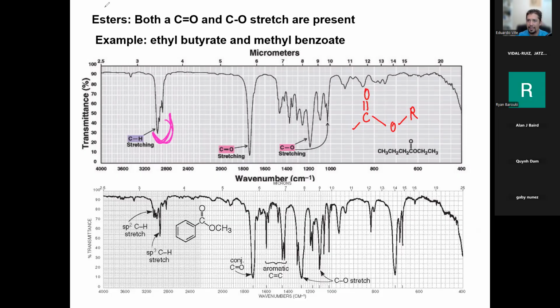sp3 CH stretches. Exactly. How do you know it's sp3? Because look at your structure. They tell you that all the carbons except for the carbonyl one are tetrahedral. So they are all sp3 CH. So this is the sp3 CH stretch right here.